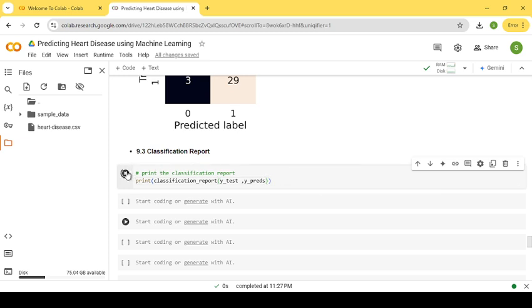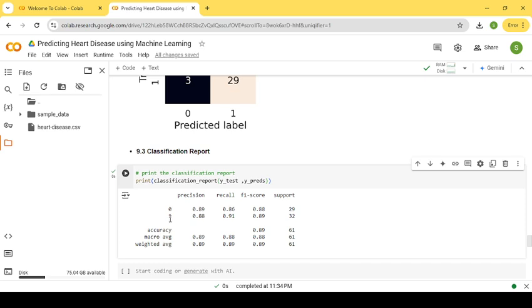Let's run that. So our accuracy was around 89% for the logistic regression that we have done on the Y preds. Let's now again recall what these metrics mean.